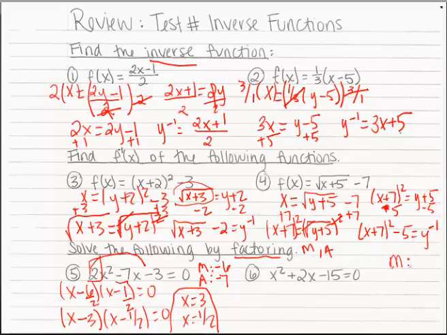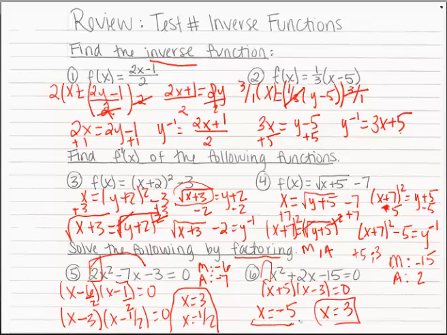Okay, for this one, our multiply number is negative 15. My add number is 2. So I'm going to do negative 5. No, I'm going to do positive 5 and negative 3. That's what I meant. So I'm going to do x plus 5, x minus 3 equals 0. So all I have to do really is switch the signs of those numbers. There's nothing in the front to divide by. So my final answer should be x equals negative 5, x equals positive 3.